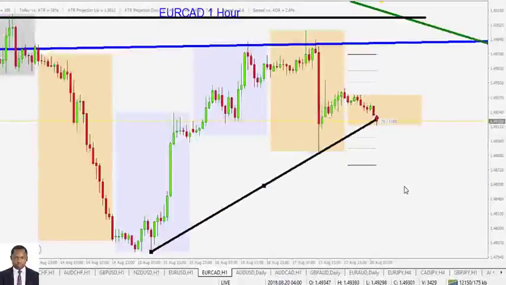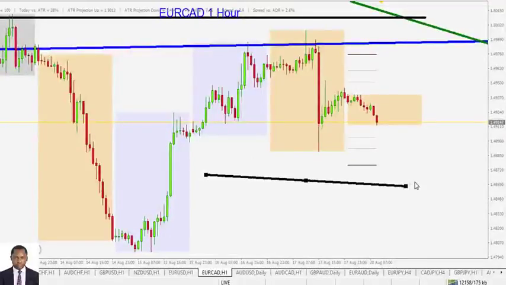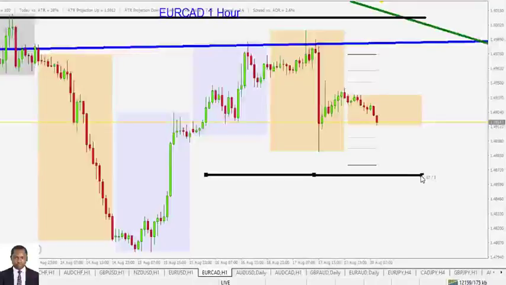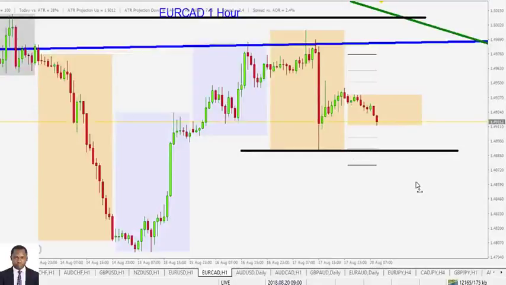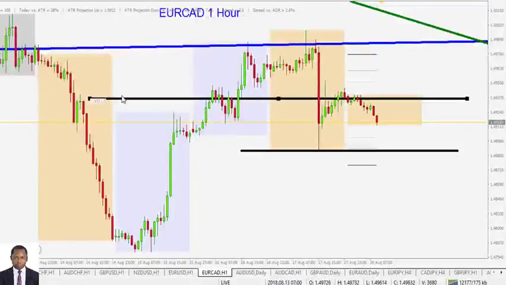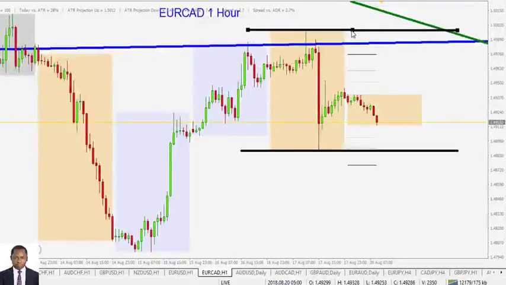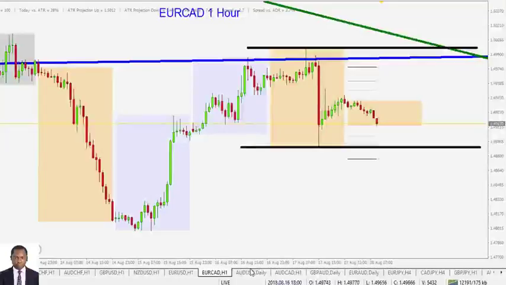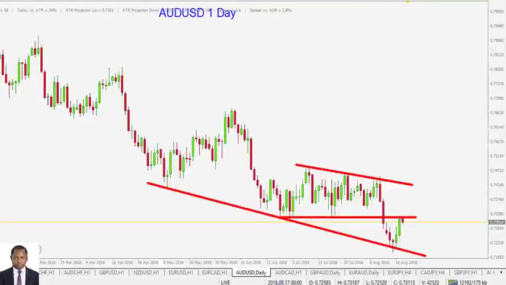It's a risky zone to go long today, and also very risky to go short. Best thing to do is to stay flat. Just observe. For most of the pairs that we are analyzing, the best thing to do is to observe. The Australian dollar against the American dollar.